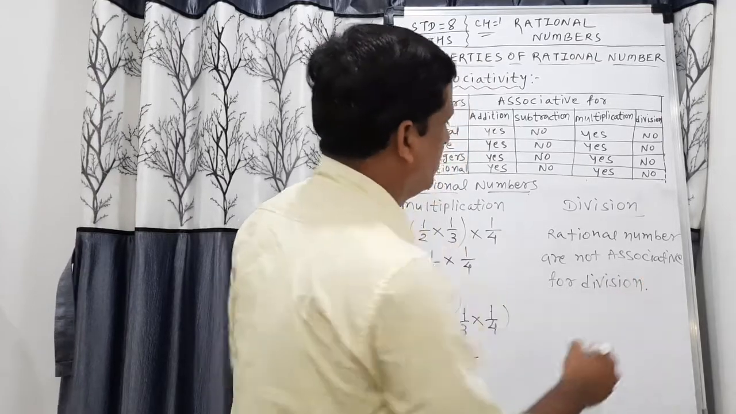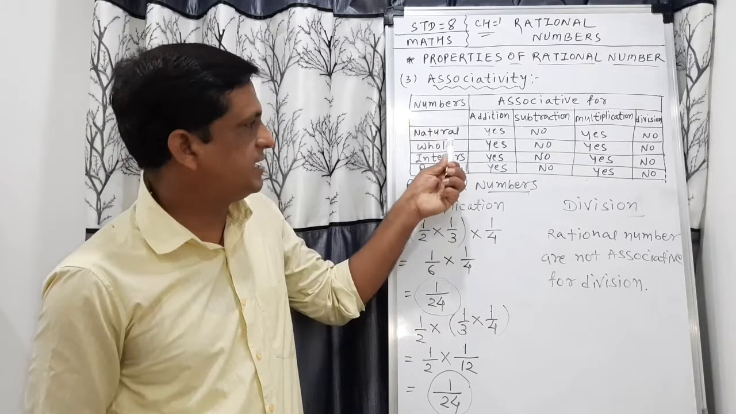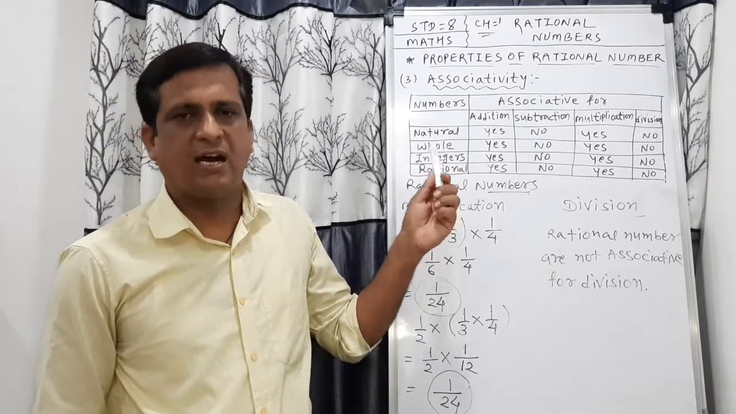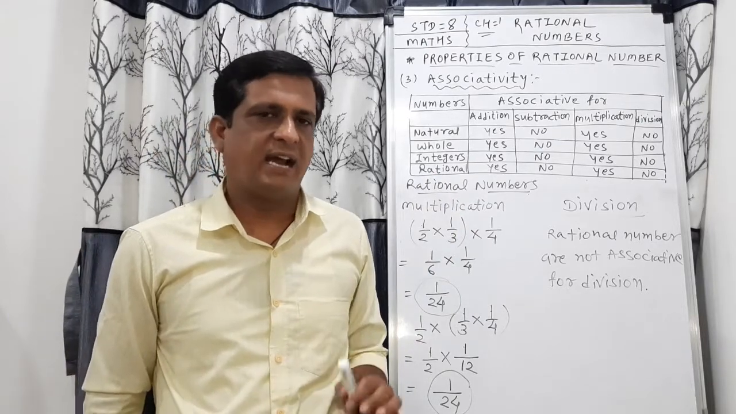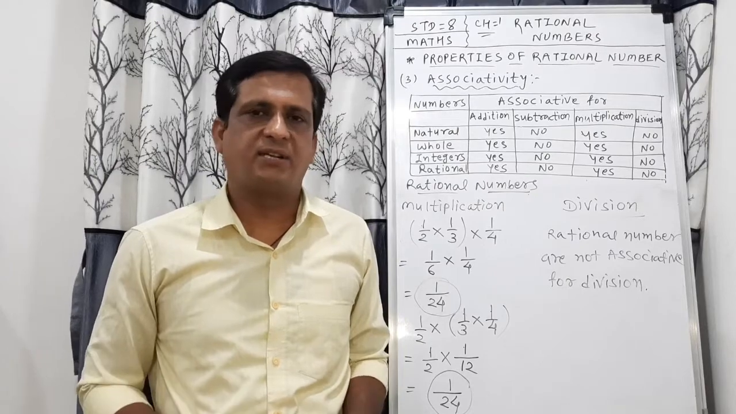So from all the above discussion, we can say that all numbers, that is natural numbers, whole numbers, integers and rational numbers, are associative for addition and multiplication, and they are not associative for subtraction and division.